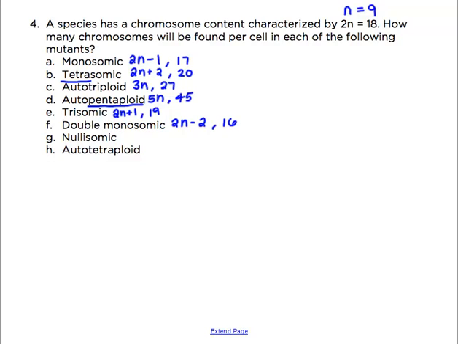Okay? G is nullisomy, and this is where 1 chromosome set is completely missing. So if a haploid number is 9 here in this species, that means that there are 9 pairs of chromosomes to give the diploid number 18. Nullisomy is 2n minus 2, because you're missing 1 complete set of chromosomes. So again, that'd be 16. So as you can see, part F and part G, a double monosomy and a nullisomy, give the same number of chromosomes, but these chromosome contents will be different.